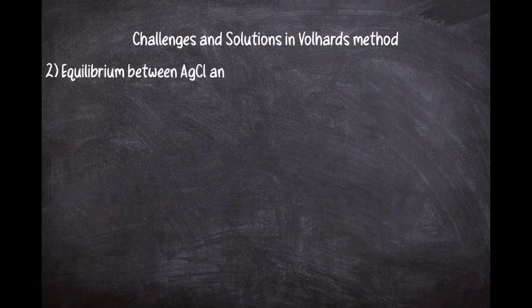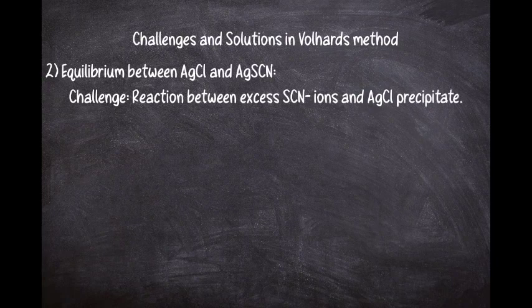The sparingly soluble salts like silver chloride and silver thiocyanate are in equilibrium with the solution, creating a potential source of error at the endpoint. At the endpoint of the back titration, the excess thiocyanate ions may react not only with the indicator Fe3+ ions, but also with the silver chloride precipitate. This could result in a higher endpoint than the actual value. To counter this, we need to prevent the reaction between thiocyanate and silver chloride.